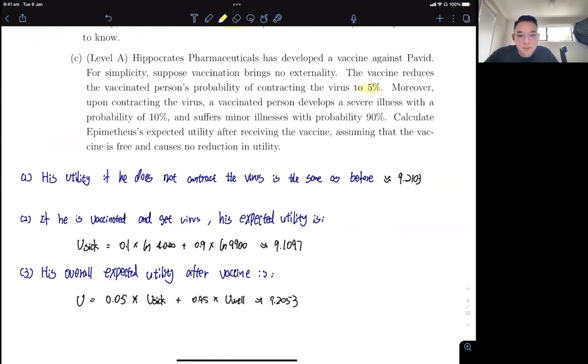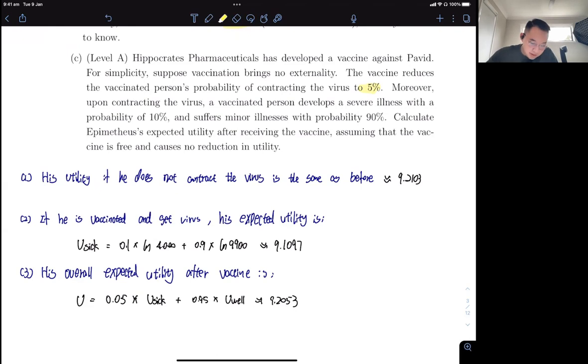So the probability of getting severe illness has reduced to 10% as well, and minor illness with 90% chance. Calculate his expected utility after receiving the vaccination, assuming the vaccine is free and costs no reduction in the utility.